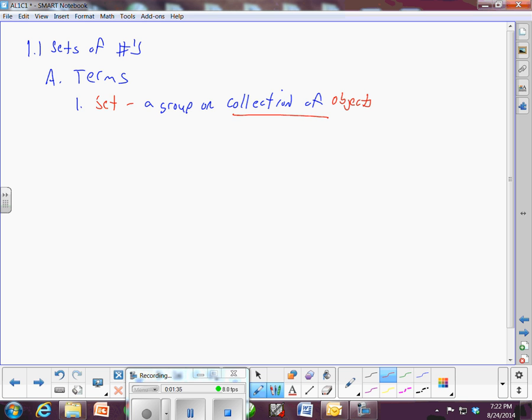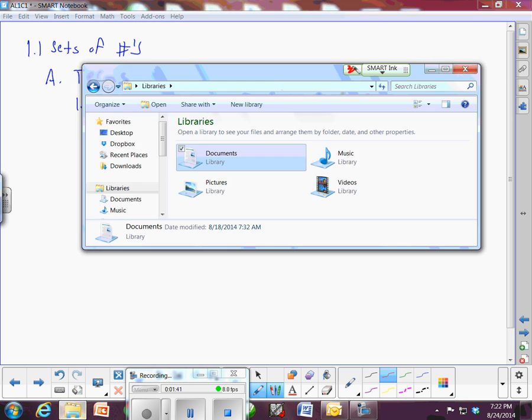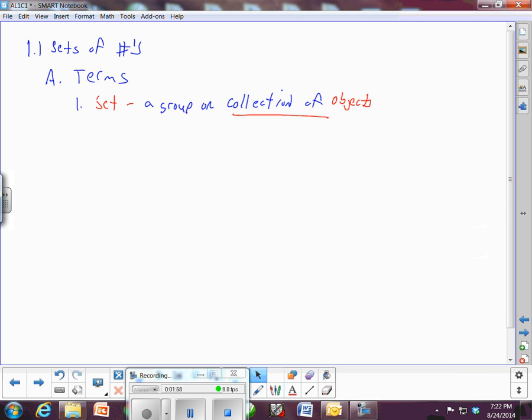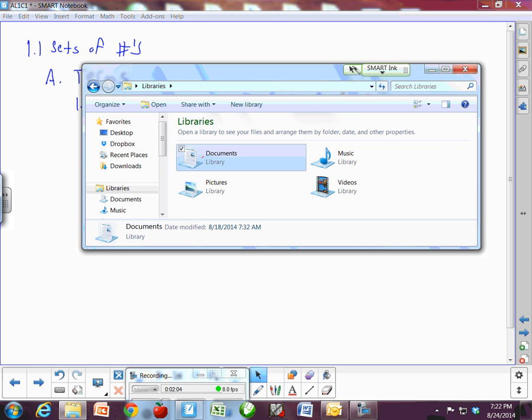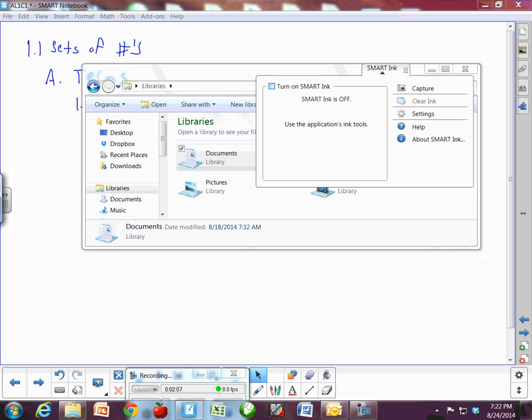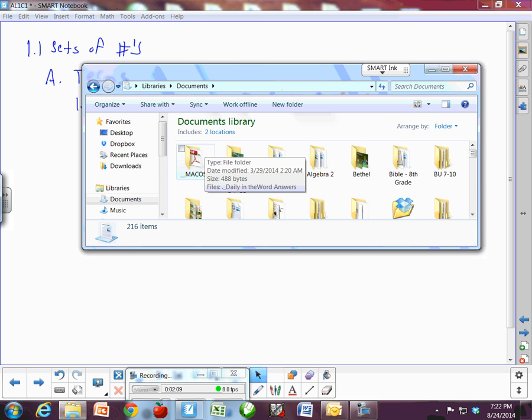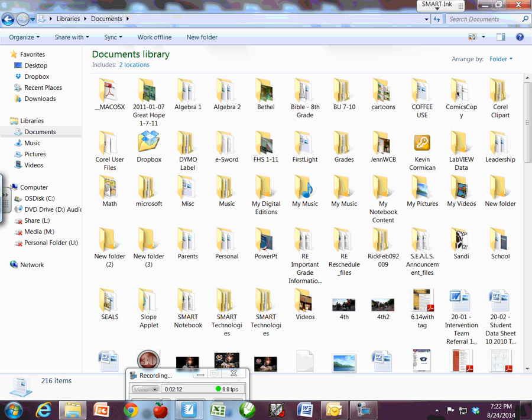When I think about sets, in modern day usage, I think about a file system. So for example, here is my computer's document section, right? Here we are in libraries, and I can then further go in. So I've got the set of documents, and I can get into the set of documents. Let's see if this is going to work for me. Okay. And now there are some subsets. We'll talk about that in a little bit.